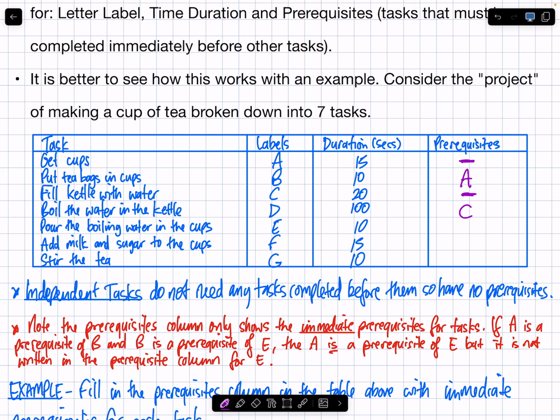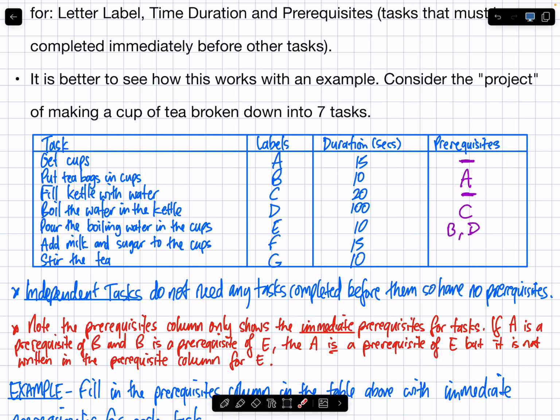What should I have done immediately before pouring the boiling water in the cups? Boil the water, D. I agree. Anything else? C was about filling the kettle with water. Like, wouldn't I have put the tea bags in the cups before that? So I believe the prerequisites to pouring the boiling water in the cups is both B and D.